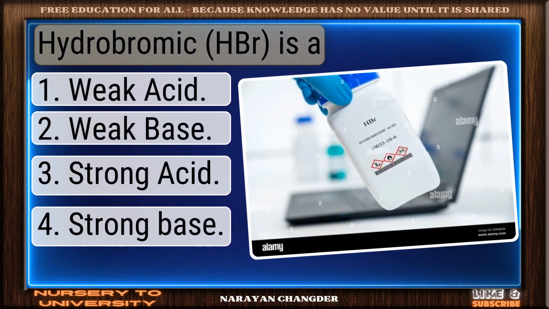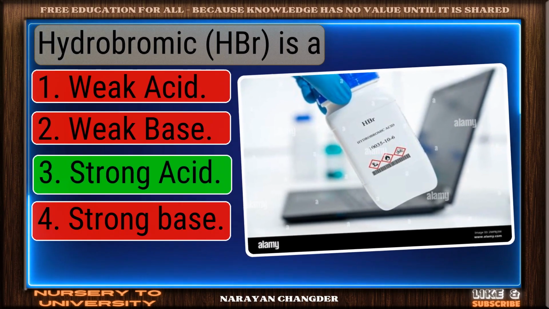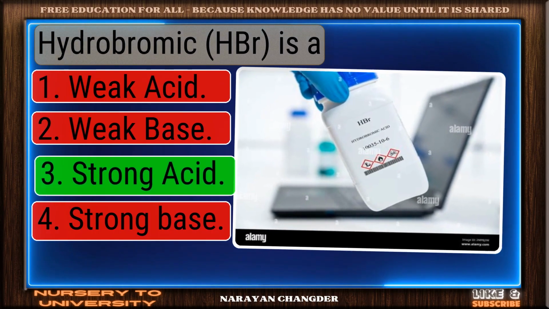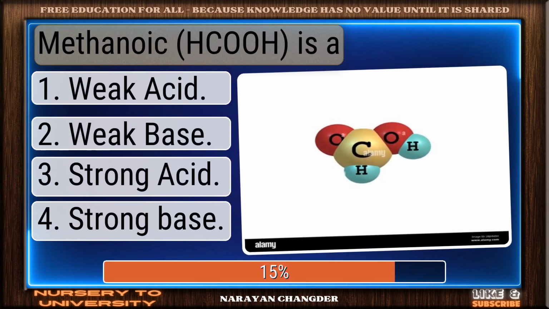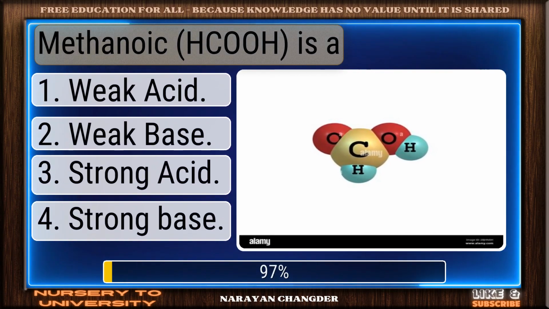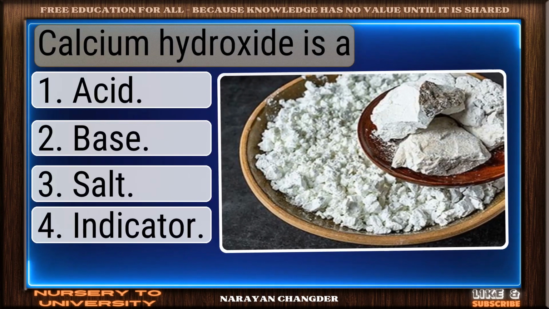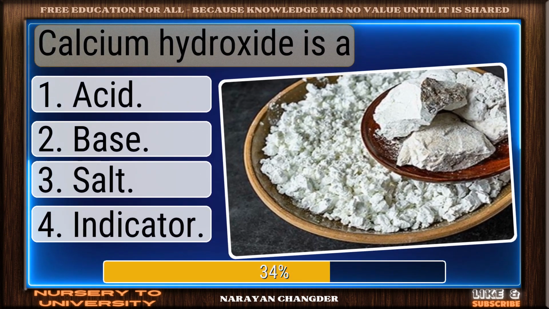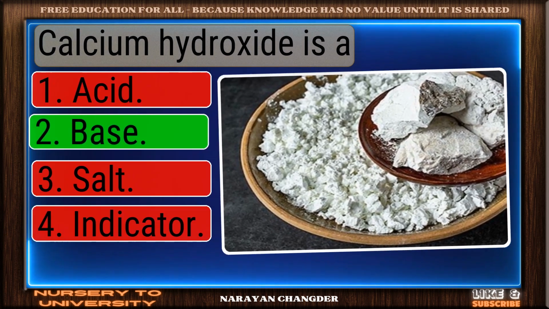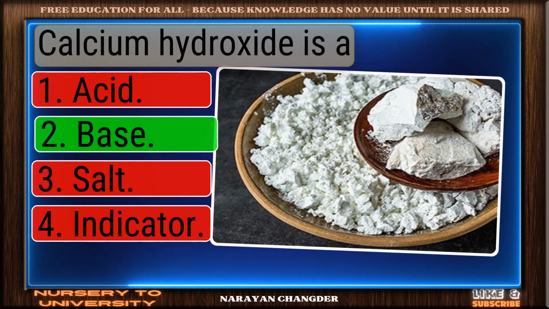Question number 230. Hydrobromic is a... Good thinking. Strong acid is the right answer. Question number 231. Methanoic is a... Strong choice. Weak acid is the right answer. Question number 232. Calcium hydroxide is a... Great thinking. Base is the right choice.